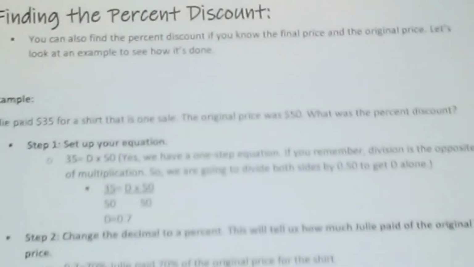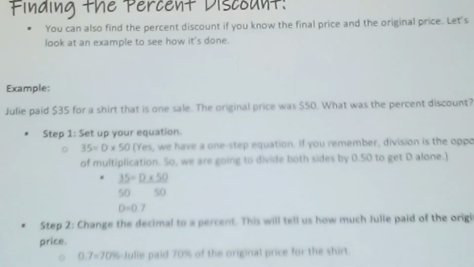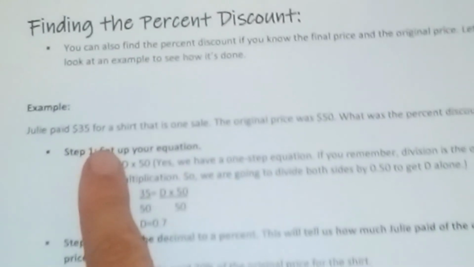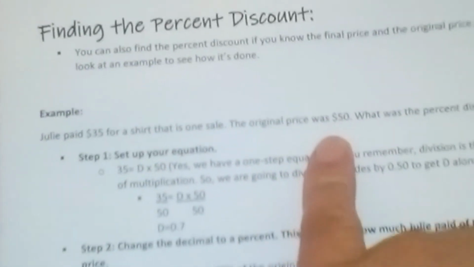So finding the percent discount. You can also find the percent discount if you know the final price and the original price. So let's do an example of how this is done. In our example, Julie paid $35 for a shirt that is on sale. The original price is $50. What is the percent discount?